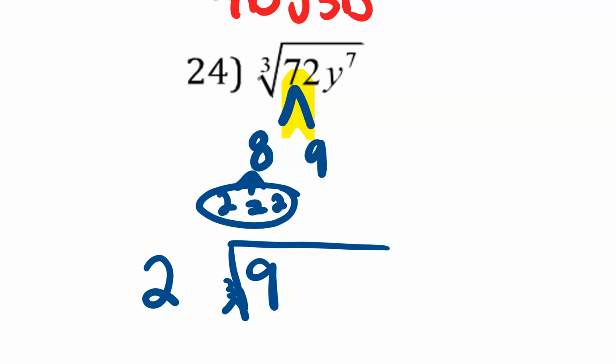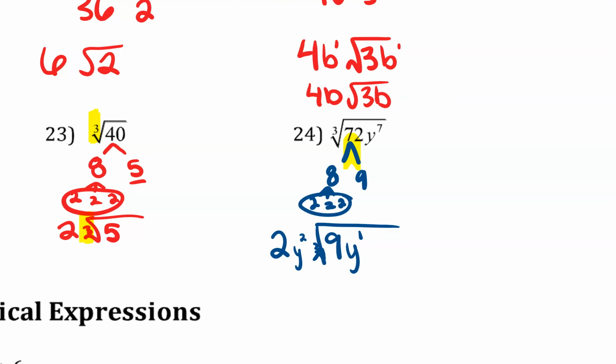And then the last thing, how many times does 3 go into 7? 3 goes into 7 twice. So that's going to be y squared that comes out. But there's 1 left over when 3 goes into 7, because 3 times 2 is 6. So there's 1 left over when 3 goes into 7. So 1y has to stay in. And that should be your answer.